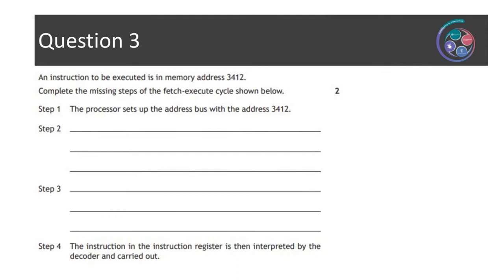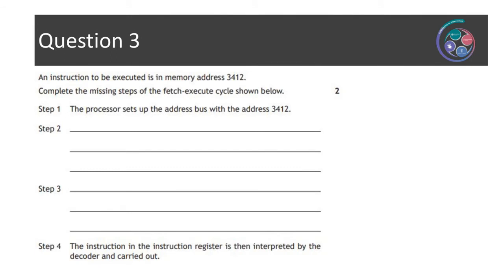Okay, let's move on and have a look at question number 3. An instruction to be executed is in memory, and it's in the memory address 3412. Complete the missing steps of the fetch execute cycle shown below. This is a 2-mark question. Step 1 is there for us. The processor sets up the address bus with the address 3412. We then have nothing in for step 2, and we have nothing in for step 3.